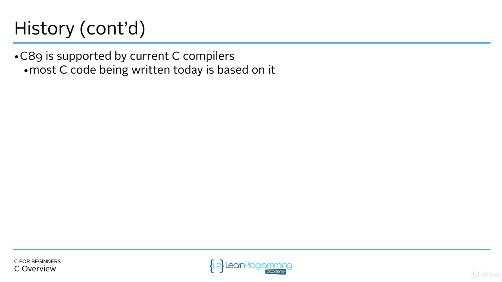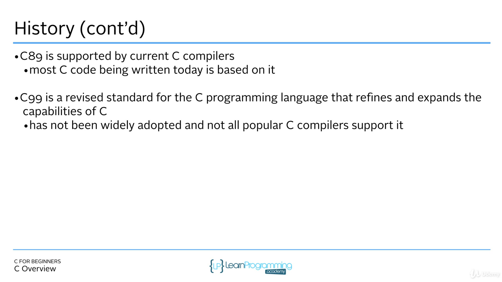I mention this because I want to tell you what standard we're going to focus on and tell you a little bit about the standards. C89 is the first standard, 1989. It's supported by almost all the C compilers. Most of the code you see out there today written in C is based on C89. It has the basic constructs. Each standard may have new features of the language and so forth. That's another reason it's important. But C89, since it's the oldest, is the most widely used.